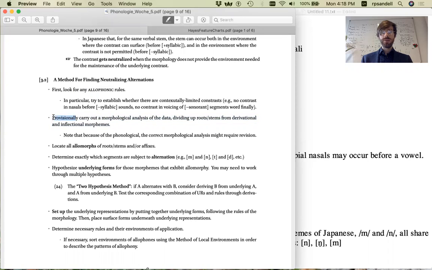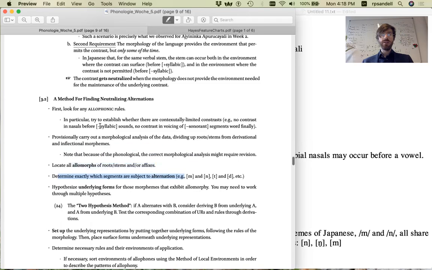By provisional here, I mean a first step in the analysis, what we assume the morphological structure is. And there we try to divide up the roots or the stems from any derivational or inflectional morphemes. And here we'll keep in mind that because of the phonological processes, later we might have to return and alter the morphological analysis that we initially made. Once we've collected all of the allomorphs of roots, stems, and affixes and listed those, then we can find exactly which segments are subject to alternation.